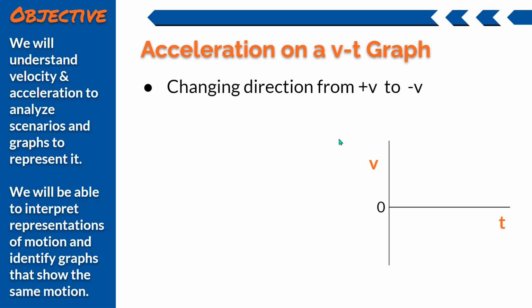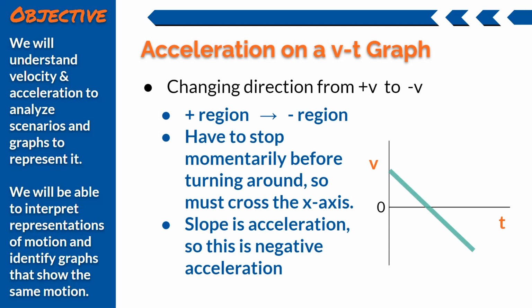So changing from positive velocity to negative. If you want to show a change in direction on a VT graph, your line will cross the x-axis. That's the only way you can show it, because everything above the x-axis is forward, everything below the x-axis is backward. If you change directions, you have to cross it. This is what it looks like if you go from moving forward to moving backwards. And at this moment where it crosses the axis, where it actually intersects, that's where you're going to actually turn around. That's where you stop for an instant before you turn around and go the other way. Okay, so this is an example.